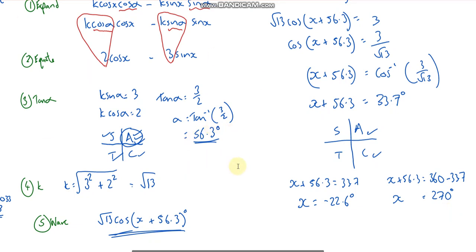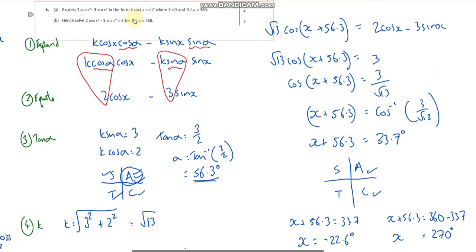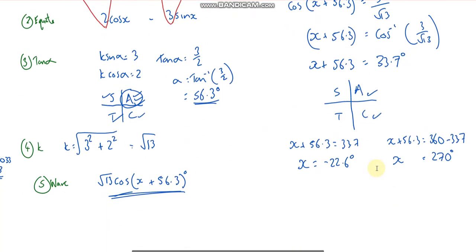So is that within the range that I've been given? 0 and 360, not quite. If I was to draw that out, say there's my 0 here and there's my 360. I've worked out an answer that's over here, at negative 22.6. And I've worked out an answer over here at 270. So I like the 270, but I don't like this 22.6. It looks a wee bit too low, doesn't it?